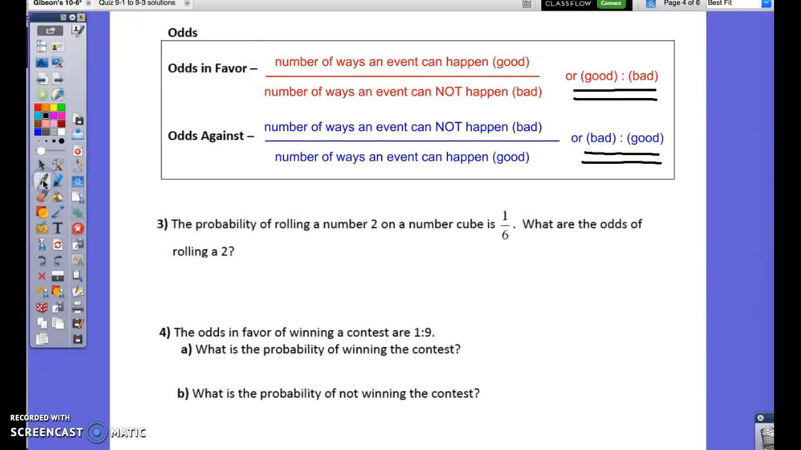All right. Now, with that in mind, let's go ahead and take a look at number 3. It says the probability of rolling a number 2 on a number cube is 1 out of 6. What are the odds of rolling a 2? Well, if you think about this, when we're talking about odds, it's always, let's see here.